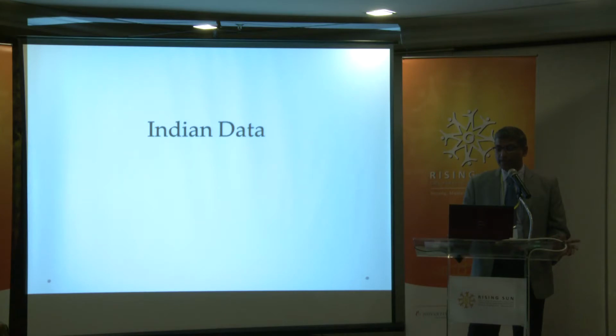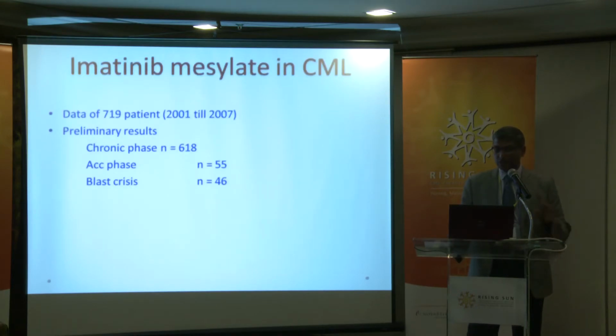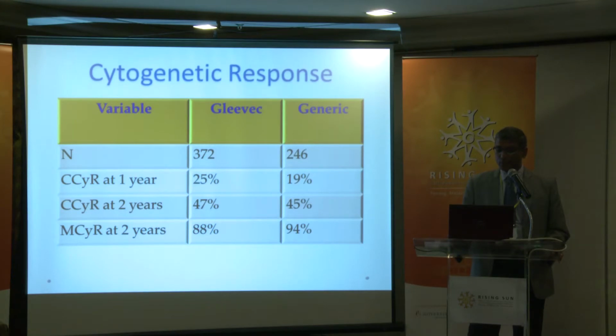So what do we have as far as the Indian data is concerned? We have 2 studies, one from my own center at Tata Memorial and the other from Postgraduate Institute Chandigarh. So first I will look at the Postgraduate Institute Chandigarh report. There were 719 patients, 618 in chronic phase. And if you look at the major cytogenetic response, even though it was a little bit delayed in most of the patients, they did reach there. And if you look at the 2 generics and Gleevec, it was pretty much the same. In fact, slightly better for Gleevec. We do not know why. I mean, better for the generic.